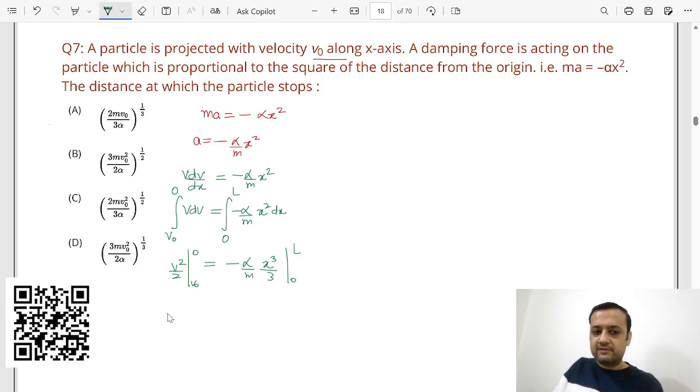If you put the limits here, this will become 0 minus v naught square by 2, which equals minus alpha by m into L cube by 3. Minus minus will cancel. So L cube will become 3 v naught square into m divided by 2 alpha, which means L is 3 m v naught square by 2 alpha whole to the power 1 by 3.